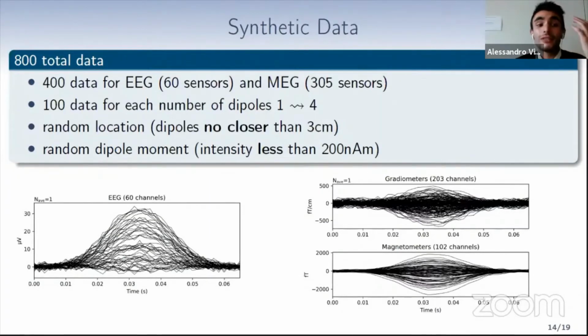We used a total of 800 data, half for the EEG, half for MEG, where there are 100 data for each number of dipoles that goes from 1 to 4. And we choose random locations with only one constraint in the distance between two different dipoles, in order to make the problem not too difficult, and in order to make the algorithm not confound two dipoles with only one, because they are too close together. And then we choose a random dipole moment with a check in the intensity. So these are the data that have been generated.